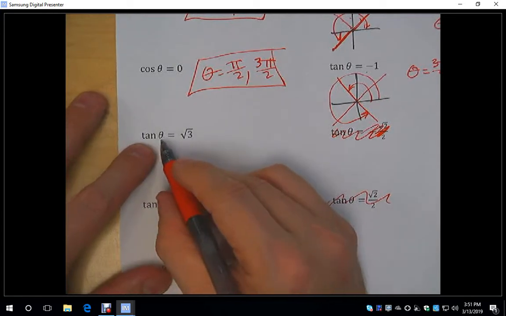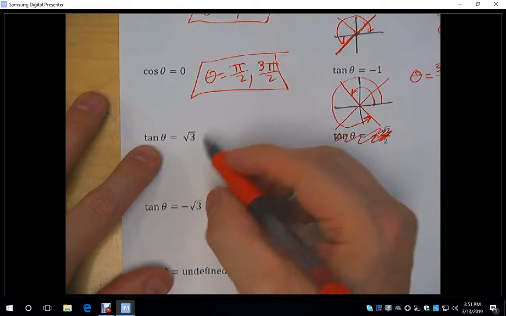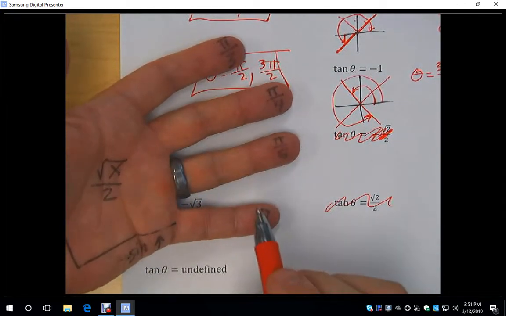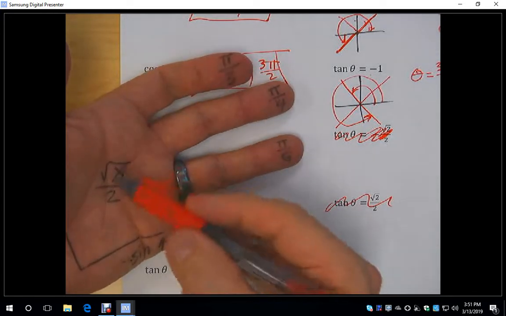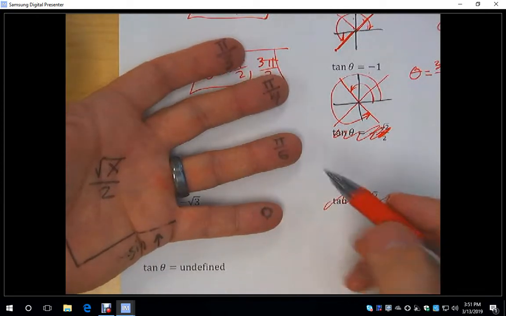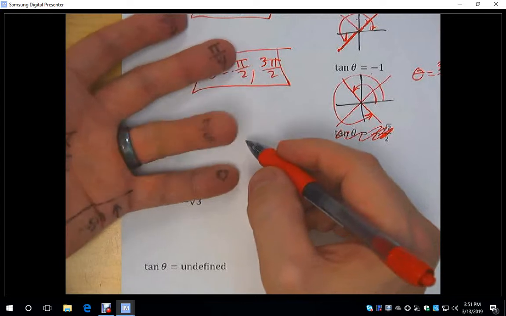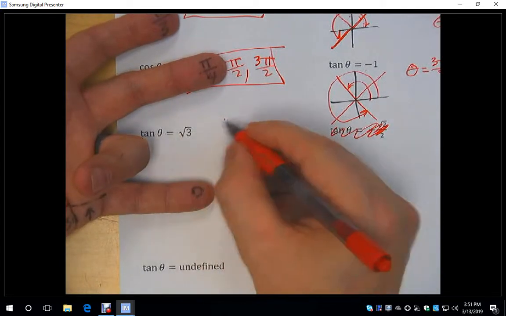We have tangent theta equals the square root of 3. Well, if we're looking at special angles, we either have to be looking at pi sixths or pi thirds. That's the only way we're going to incorporate the square root of 3. Now, let's just grab one randomly. Let's do pi 6. So if I do pi 6, so that would be tangent's the same thing.